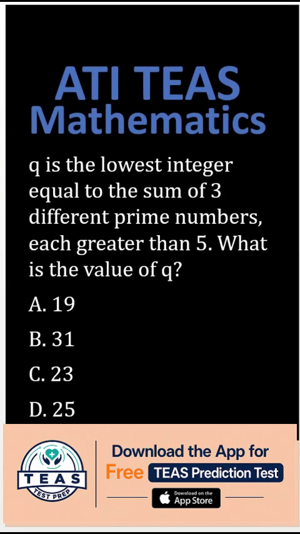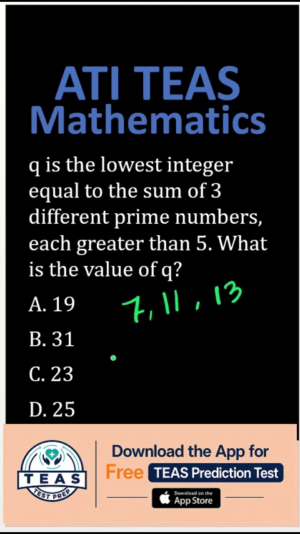So the question asks here, Q is the lowest integer equal to the sum of three different prime numbers, each greater than 5. What is the value of Q? So we need the lowest integer equal to the sum of three different prime numbers, each greater than 5. So the smallest prime numbers greater than 5 are 7, 11, and 13.